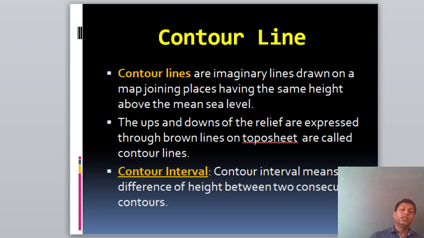Since it is a matter of height, from sea level to hilly level and mountain ranges, there are so many differences of height that you can easily understand. When you take the difference of height between two consecutive contour lines, it is called the contour interval. Like class interval in statistics, the contour interval is the difference between two contour lines. I hope it is clear.